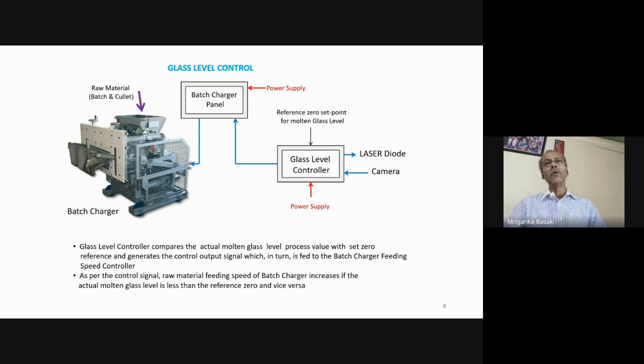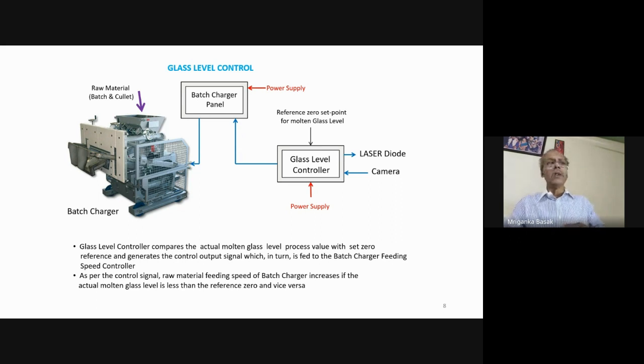Batch charger is what? It feeds the batch inside the doghouse. And that error signal will determine the speed of the batch charger. Accordingly, if the level is above the reference level, the speed of the batch charger has to be reduced. And if the level is down, the speed of the batch charger has to be increased. That is how the glass level measurement and control functions.